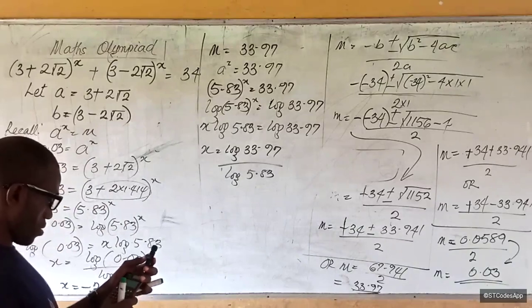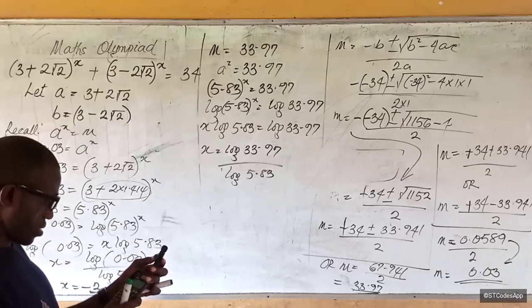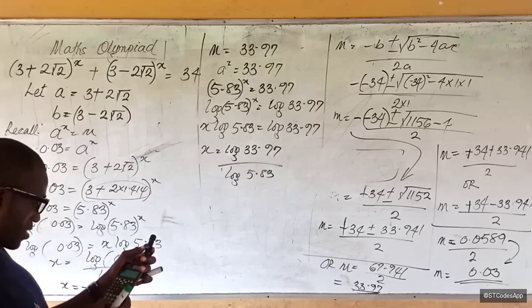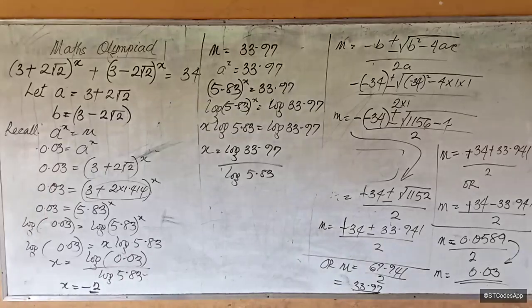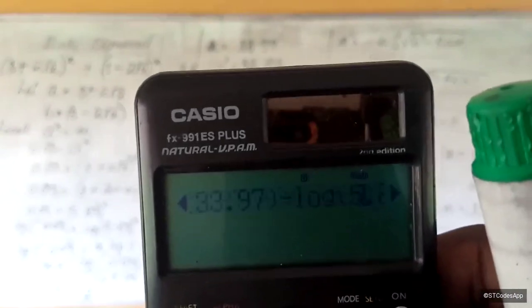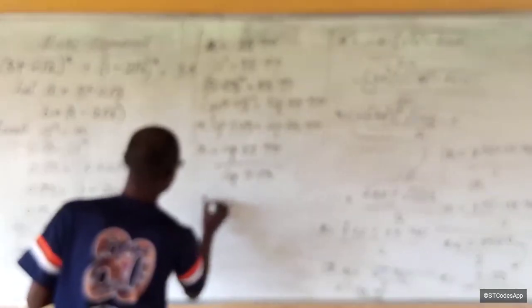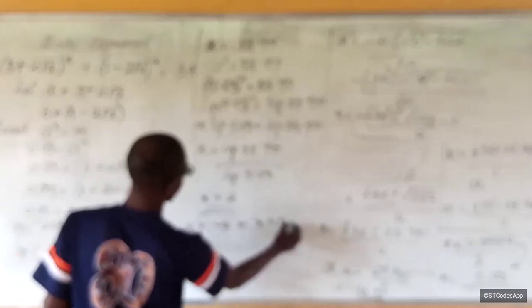Log 33.97 divided by log 5.83. That is equal to 1.9. Okay, yes, that is 2. So x is equal to 2. All right, so we say x is either equal to minus 2 or x is equal to 2.